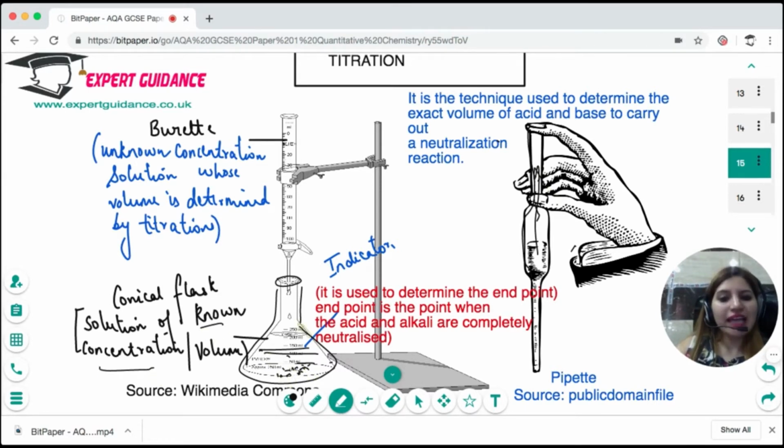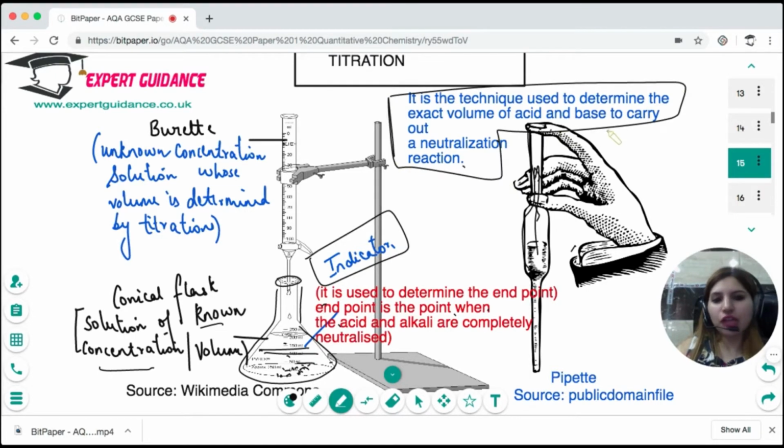Then into the conical flask you add an indicator. Indicator is used to determine the endpoint. Endpoint is when acid and alkali have completely reacted. Titration is a technique which is used to determine the exact volume of the acid and the base to carry out a neutralization reaction. In a burette, you fill the solution for which you do not know the concentration. So you find out the volume that is completely neutralizing the conical flask contents with the help of the burette. So you fill the burette, measure the start volume, then open the tap, and allow the contents of the burette to fall into the conical flask.